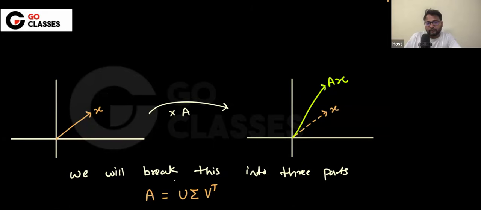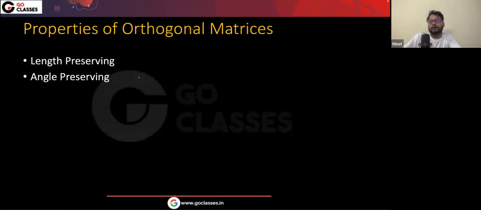Now, as I said, we will be breaking this into three parts. U and V are orthogonal matrices, as you might remember. So let me first tell you about the properties of orthogonal matrices. There are two properties which are, to be honest, not very important, but just for the sake of information, we are seeing them. One property is length preserving, which means orthogonal matrices are length preserving.